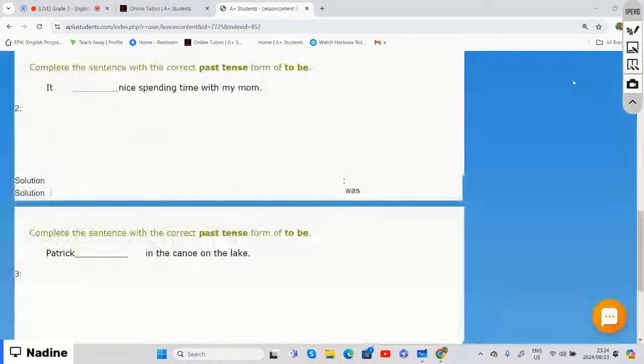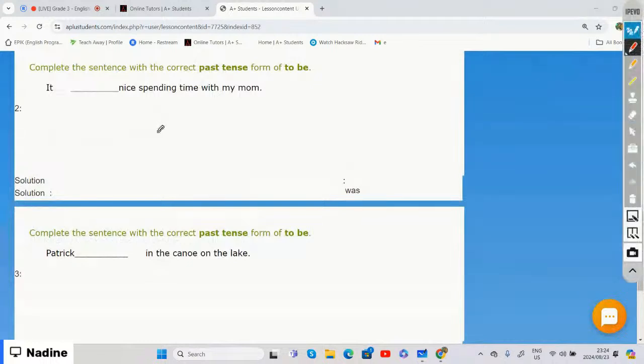And the last one, we say Patrick, referring to one person. Do we say Patrick were, or do we say Patrick was in the canoe on the lake? We need to choose the correct one.